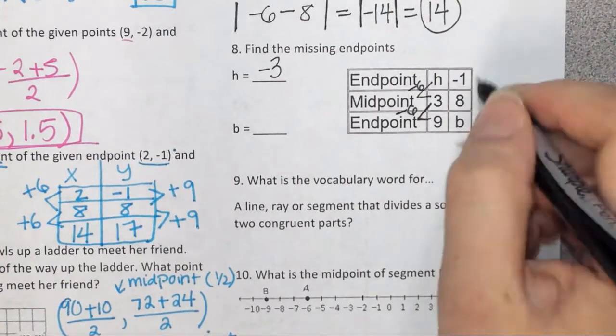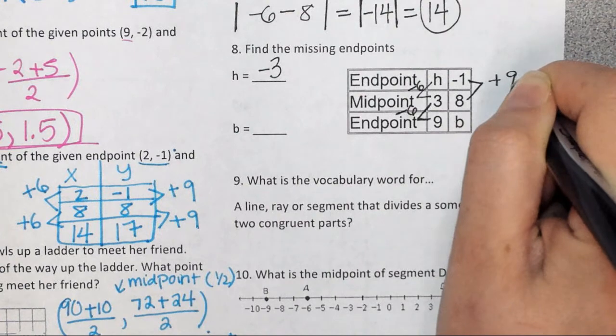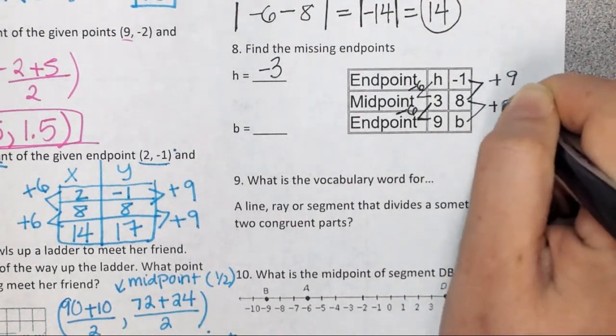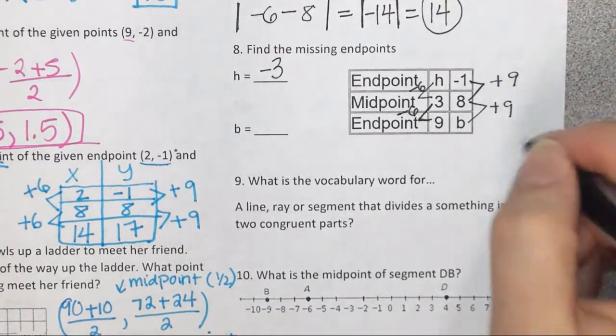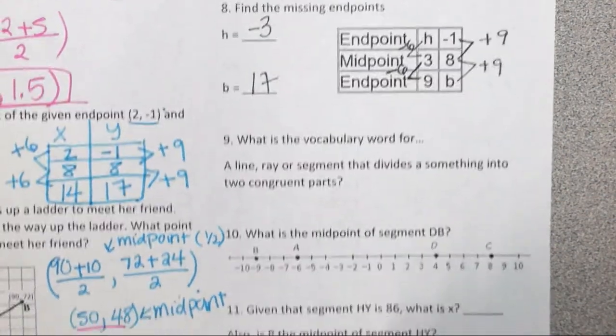Okay, to get B, from -1 to +8, we're adding 9. So I do that again. 8 plus 9 gives me 17. And those are my missing points.